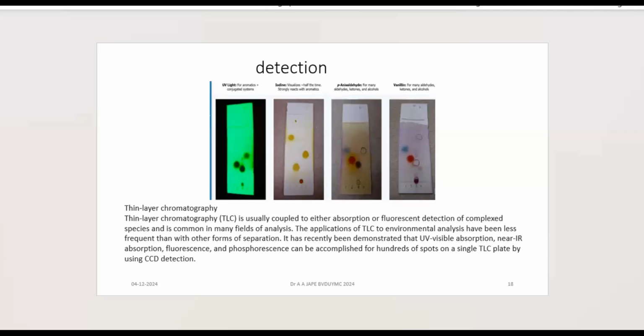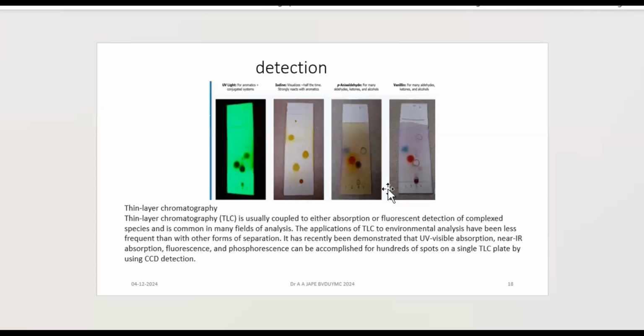And as you see in the second plate, the brown spots which have developed are due to complexation of iodine with the analytes like, say, amino acids or carbohydrates, etc. Then you can have specific reagents like ninhydrin for amino acids that can be used selectively, or you can have vanillin that can be used for some of the analytes like alcohols to give color complexes.